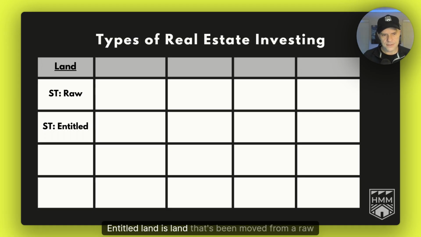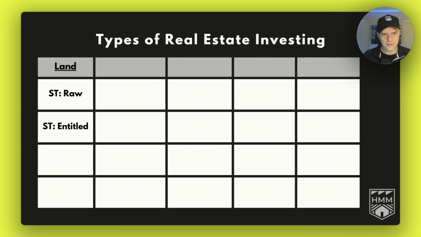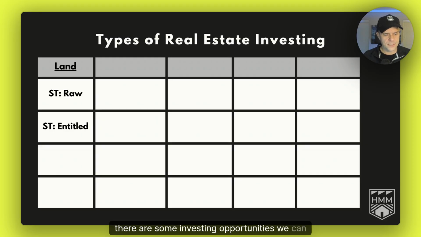Entitled land is land that's been moved from a raw condition to a partially developed condition and is now ready for actual construction on it. This usually involves things like site grading, parceling or lot splitting, utility work, possibly roads. Certainly, you're having the jurisdictional approvals and permits to get the land entitled. So, looking at these 2 types of land, there are some investing opportunities we can explore.